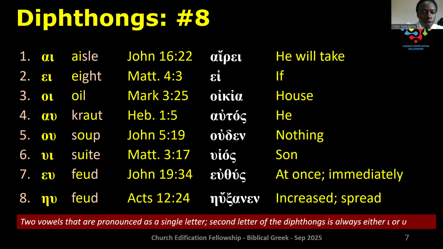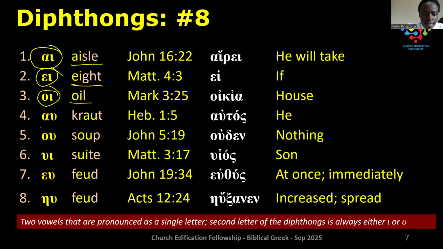For example, when you have the alpha and the iota, those are two vowels, and the last vowel is iota, you pronounce them as I, just like in the word I. And then when you have epsilon and iota, you pronounce it as A, just like in the word eight. Then when you have omicron and iota, you pronounce it as oil, just like in the word oil.